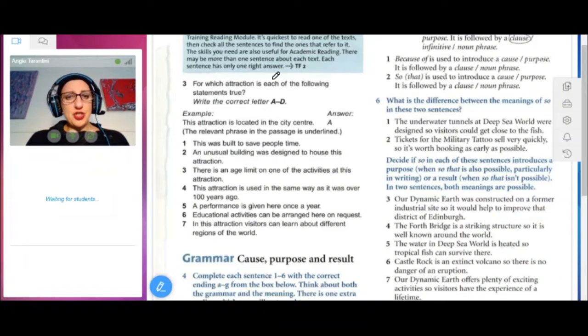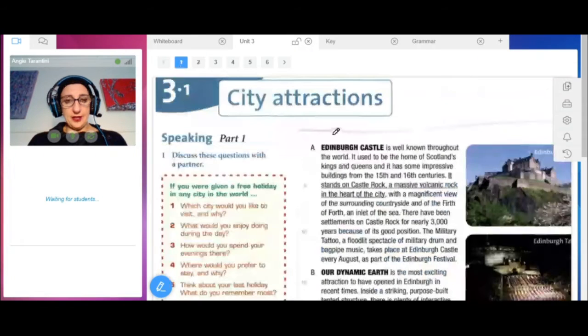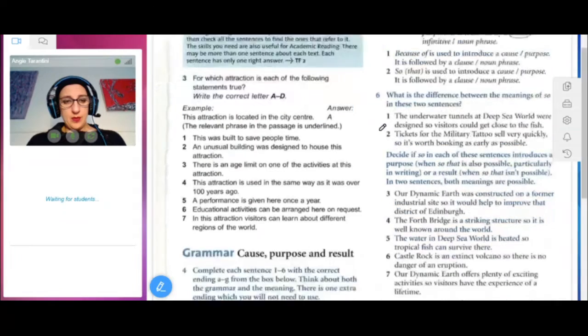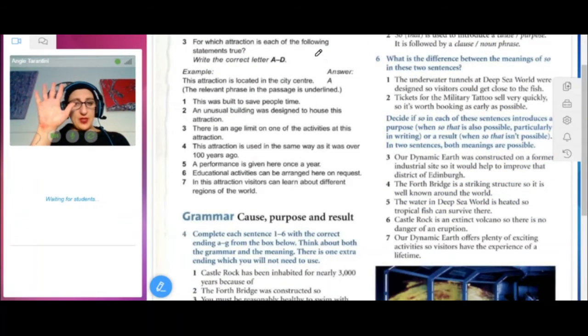For which attractions is each of the following statements true? Write the correct letter A to D. So, for example, this attraction is located in the city center. That's A. The relevant phrase in the passage is underlined. Here, it stands on Castle Rock, a massive volcanic rock in the heart of the city. Now, I will give you 5 minutes for this. Pause this video, do the exercise, and then we'll check your answers.